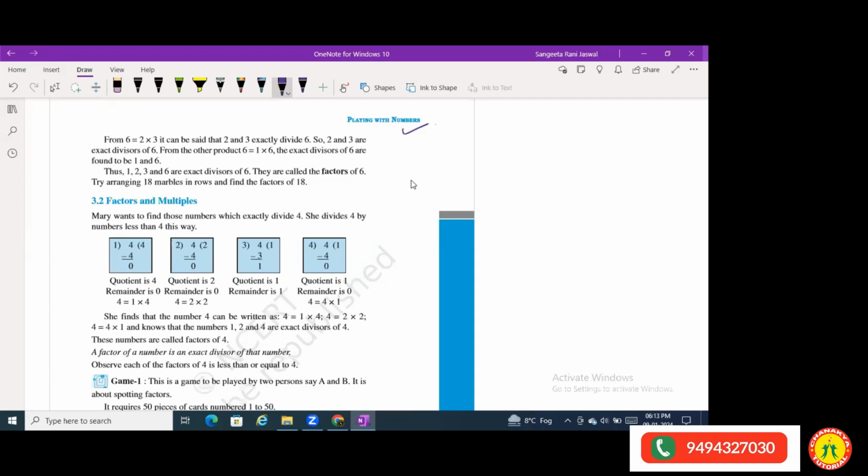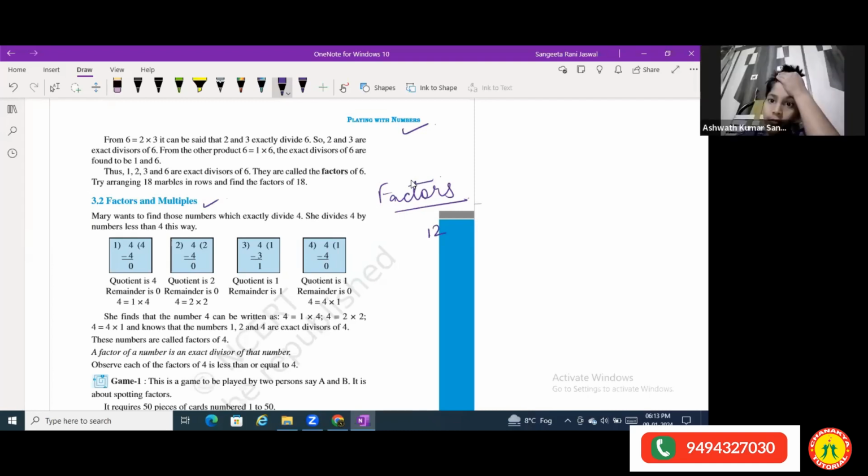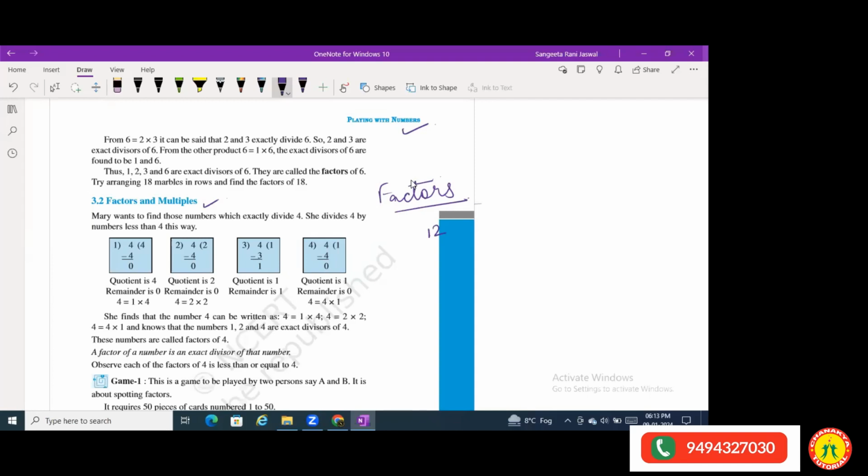Now coming to factors and multiples. Let's talk about factors first. Children, to tell you what factors are, suppose I have a number 12 and I want to find the factors of it. How will I do that? Which two numbers will make 12? There are many numbers which can make 12.